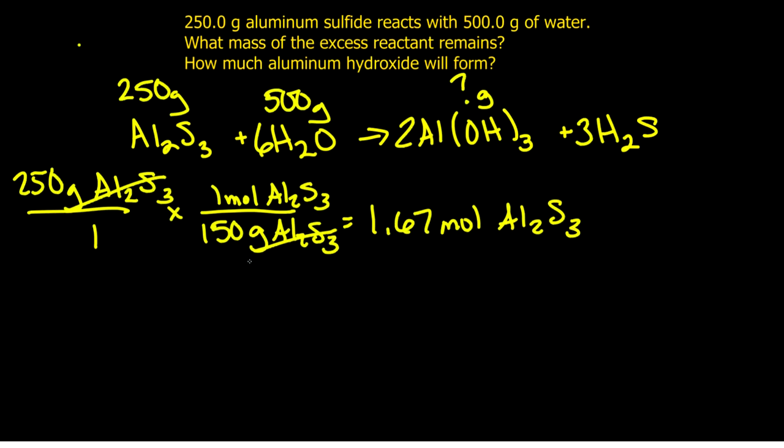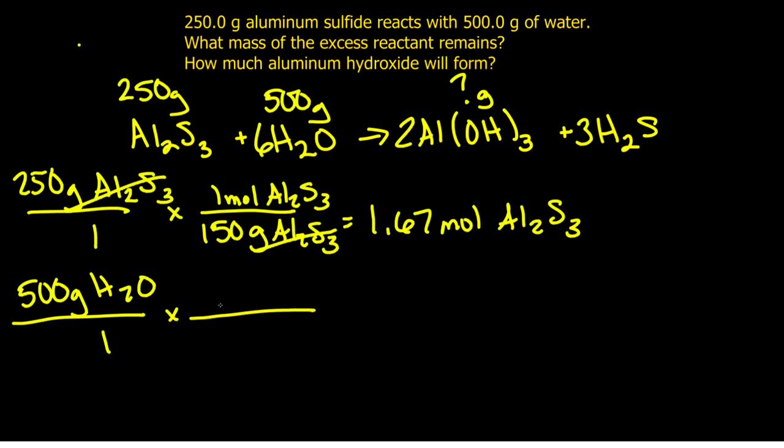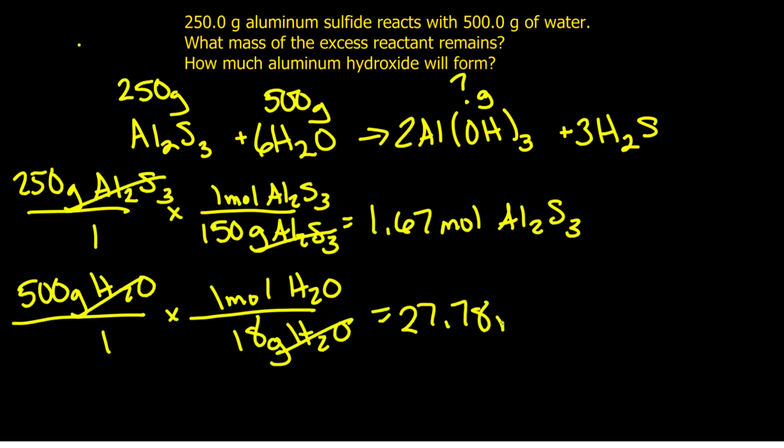Next we can do water. We got 500 grams of water. That's over 1. So 1 mole of water is 18 grams. Oxygen is 16. There's 2 hydrogens. That makes 18. Grams of hydrogen cancel out. 500 times 1 divided by 18. I get 27.78 moles of water. So I have a lot of moles of water, not too much aluminum sulfide.